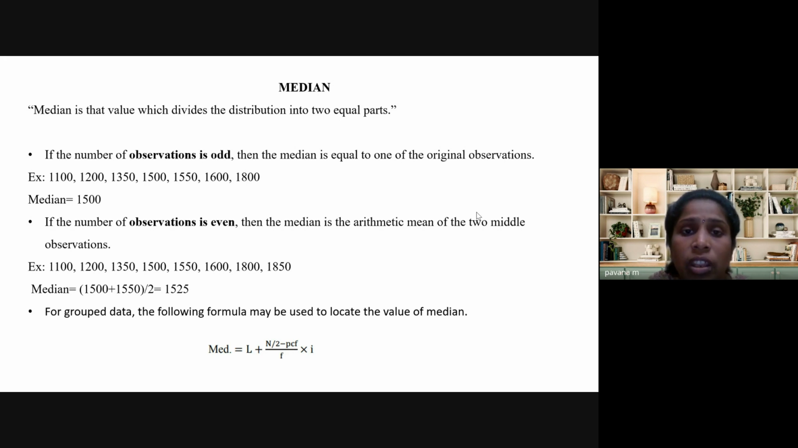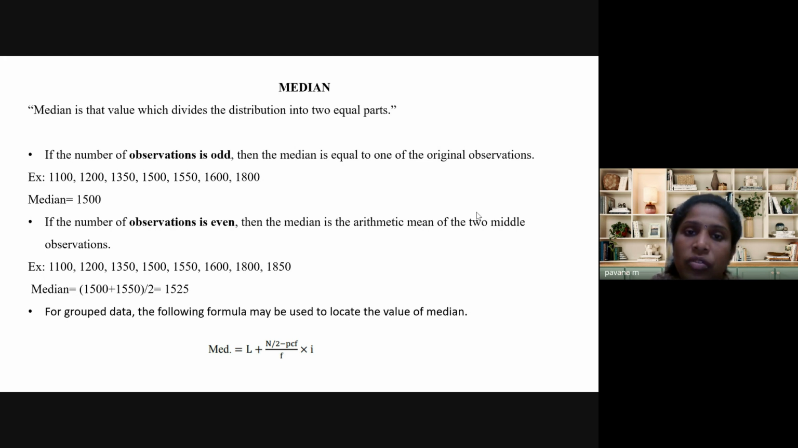So n is 7, n plus 1 by 2, that means 7 plus 1 by 2, 8 by 2, 4. So what is the fourth observation? 1100 is the first observation, 1200 is second, 1350 is the third, 1500 is the fourth observation. So 1500 is the median of this particular series, the middle point of the series. For odd observations, n plus 1 by 2 is the formula for finding the median.